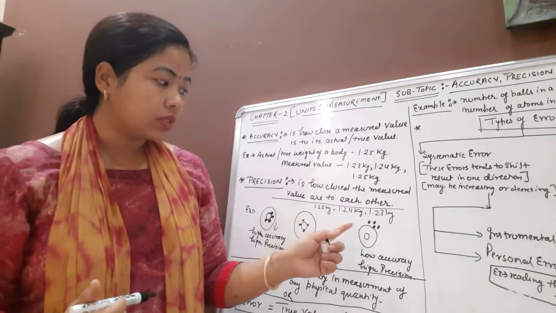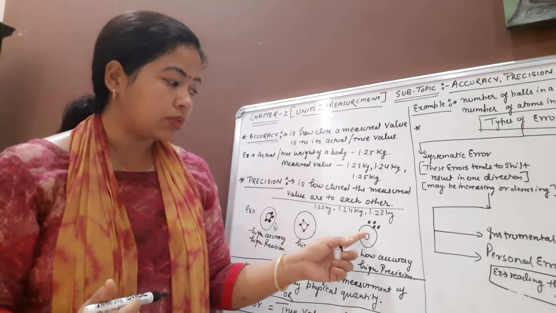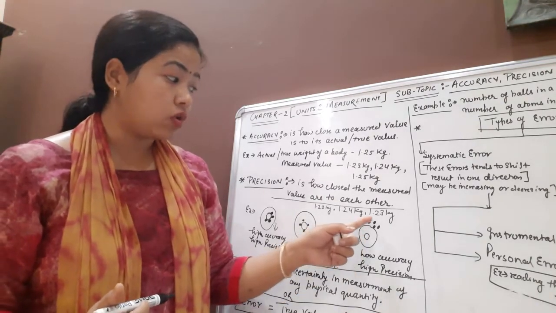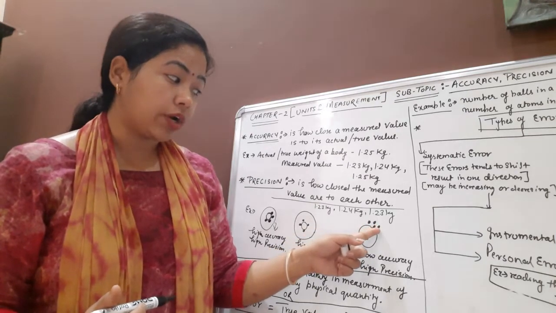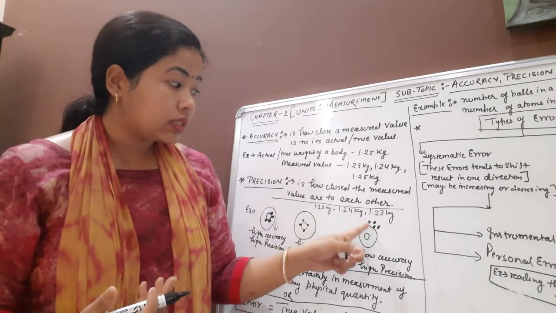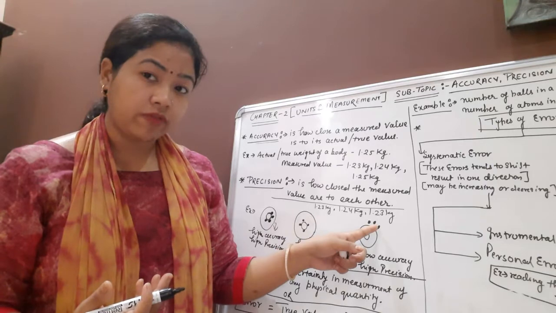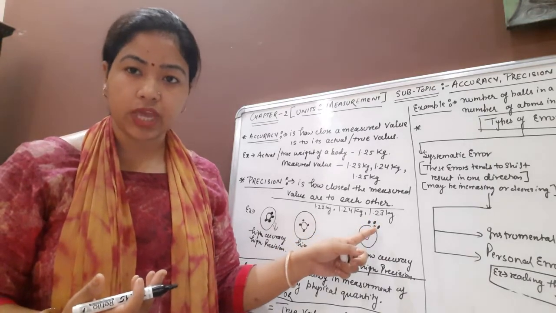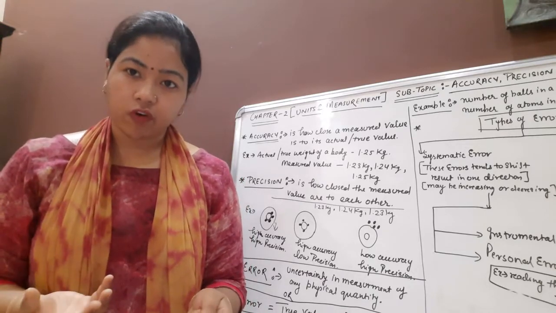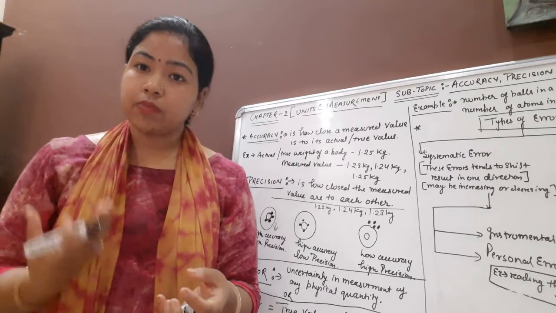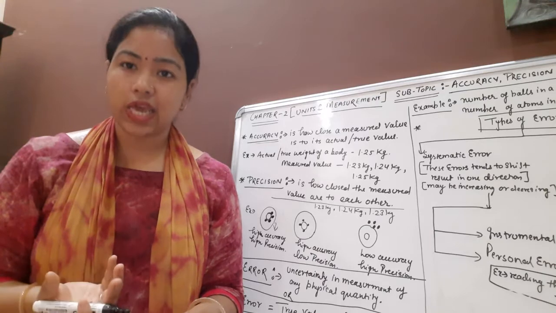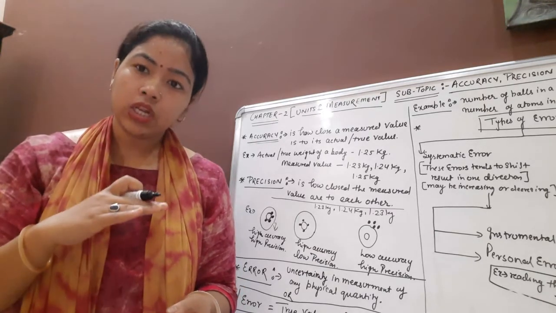In this particular diagram, if we compare it with the first two diagrams, this small hollow circle represents the true value, and these four black dotted points represent the measured values. Now if you compare the diagram, these four dotted points, the measured values, are very far away from the actual value. That means there is a big difference between the actual value and the measured value. It means that the measurement done by us is not highly accurate. That means it has low accuracy.